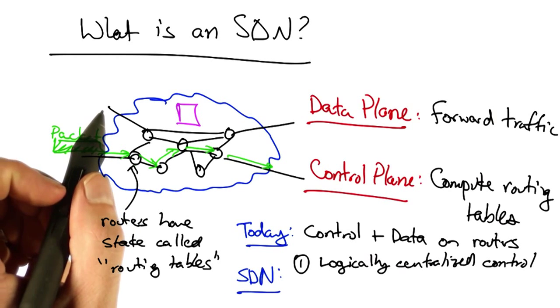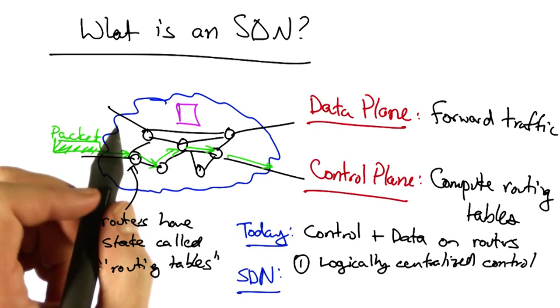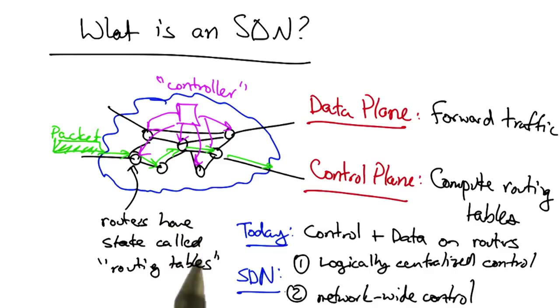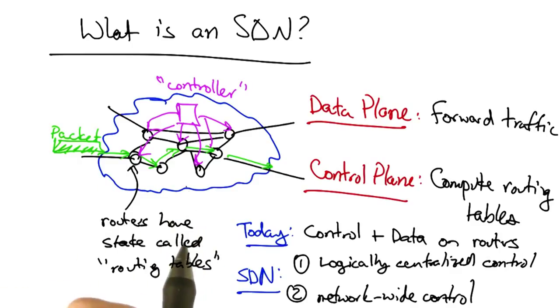In an SDN, the control plane runs in a logically centralized controller. Additionally, the controller typically controls multiple routers across the network, and often the control program exerts control over all of the routers in the network, thus facilitating network-wide control. These two characteristics are the defining features of a software-defined network.